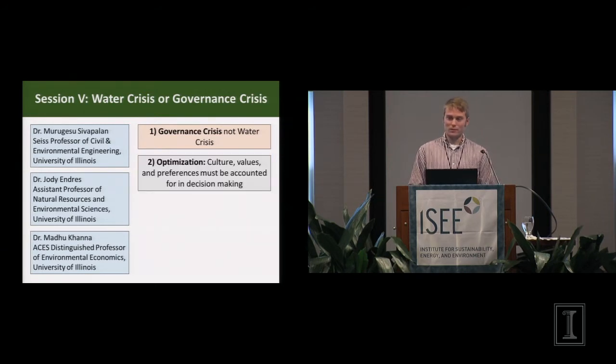And so, as a hydrologist and engineer, Professor Siva attacked this problem as an optimization problem, as a decision-making problem. What are the choices that we need to make in order to make sure there's enough water for everyone and the ecosystem? But he acknowledged that there are some very important things to take into account there, such as culture, values, and preferences that change all the time. So in fact, this is a dynamic optimization problem.